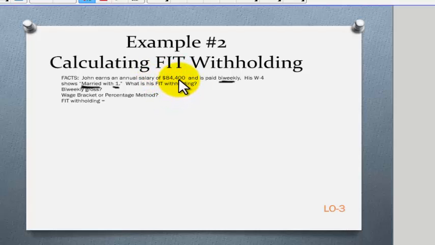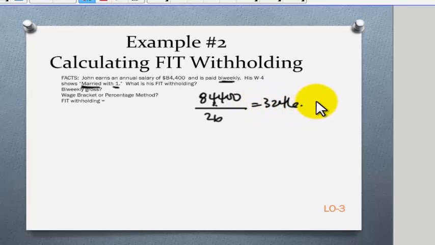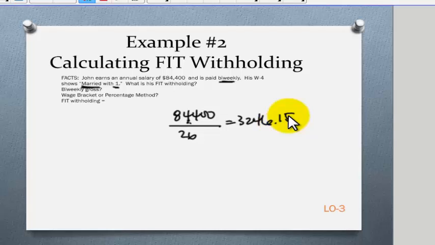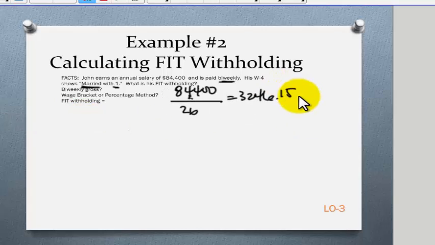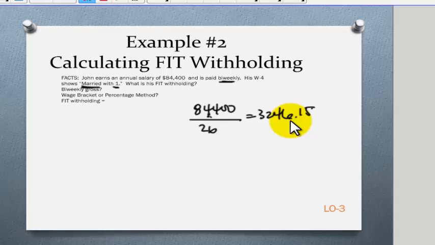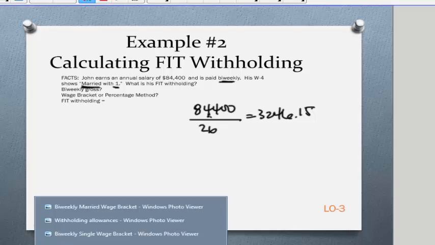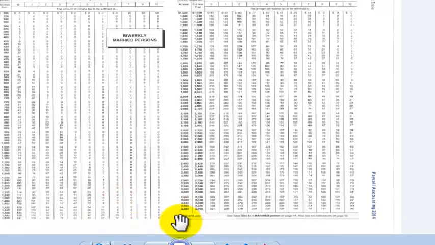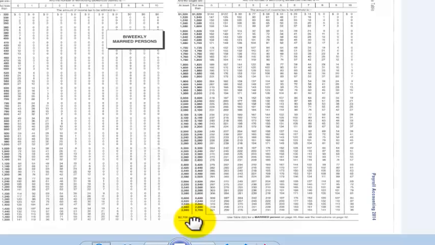So I don't know what his gross pay is yet for a bi-weekly pay period. So let's calculate that first. So $84,400, how many bi-weekly pay periods are there? 26, right? So therefore, his gross pay every biweekly pay period is $3,246.15. Okay, so now what we're going to do is figure out, can we use wage bracket or percentage method? Okay, so let's look and see. So he's biweekly married, and remember, if it's $2,700 or over, we're going to use the percentage method.